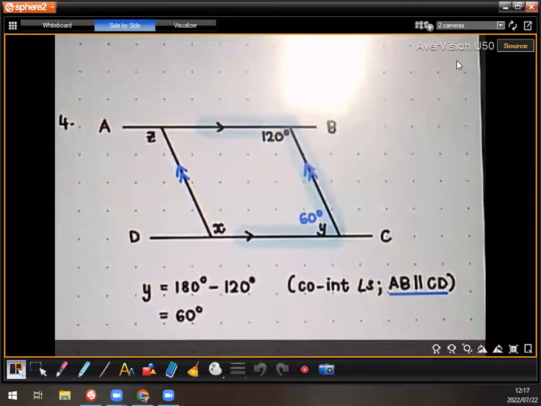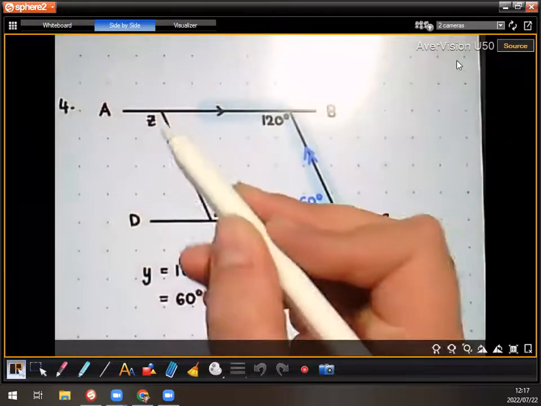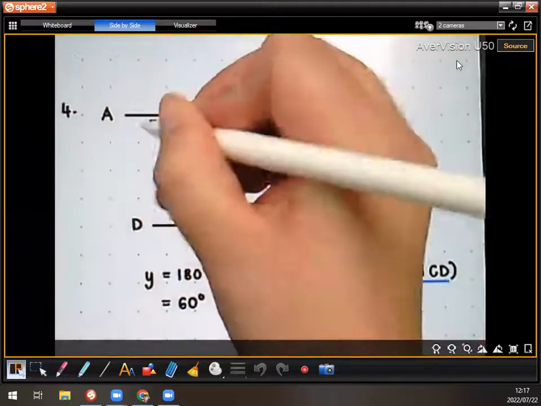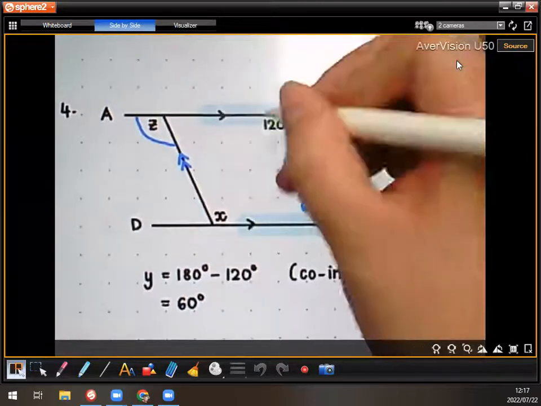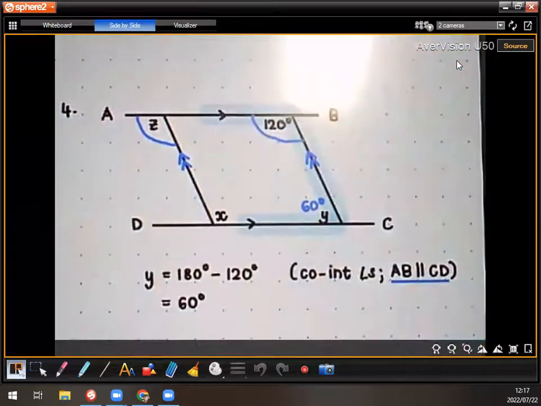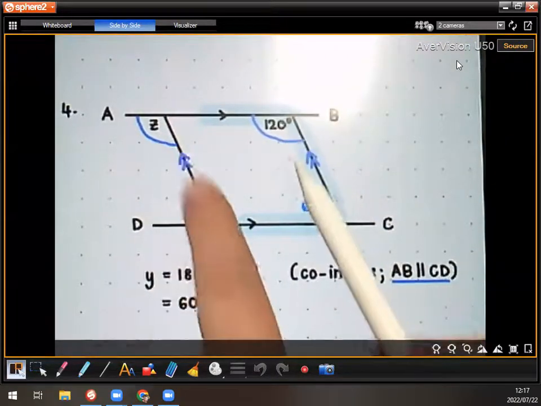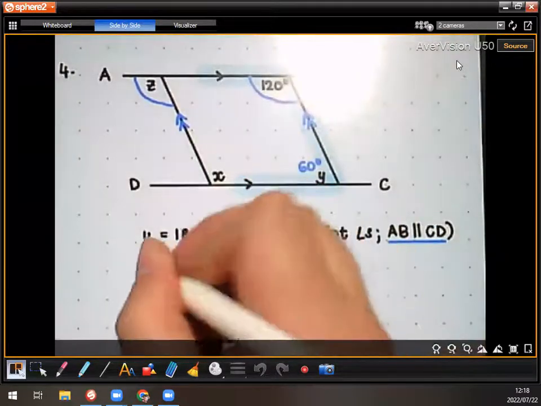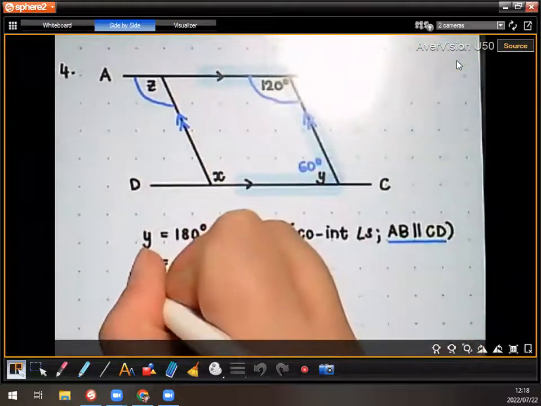Okay, now if we're just looking at Z next, we notice that F shape there, right? So Z is going to be equal to 120. But guys, the way that the book had it originally, they didn't tell us that these two lines were parallel. So does it make sense that you actually couldn't say that Z was 120? But it wasn't the same in the book, so it's fine. So Z is 120 degrees.